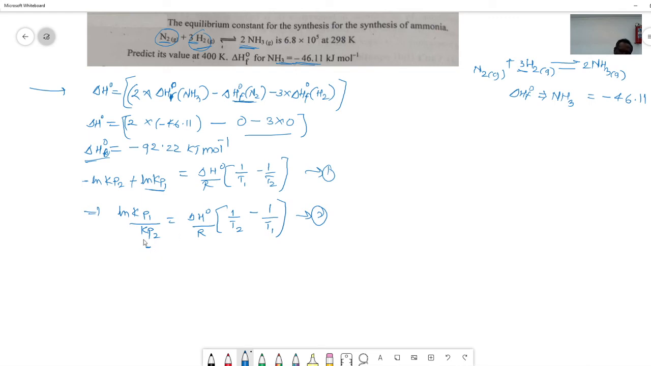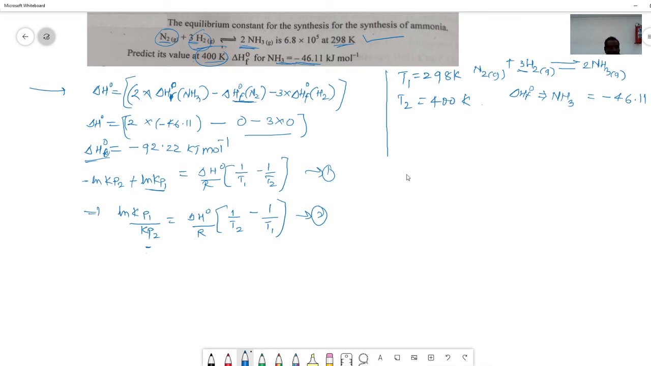Now, ln Kp1 divided by Kp2 is equal to delta H0 divided by R into 1 upon T2 minus 1 upon T1. Now we can put in the values. What values have they given? This is for 298 degree Kelvin and this is for 400 degree Kelvin. Therefore, temperature T1 is equal to 298 degree Kelvin, and temperature T2 is equal to 400 degree Kelvin.